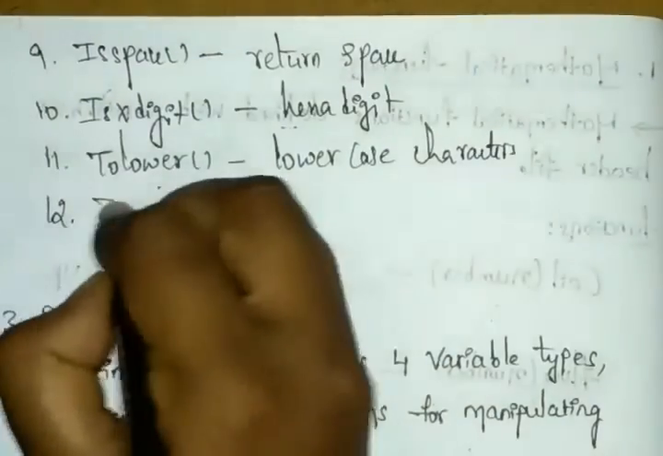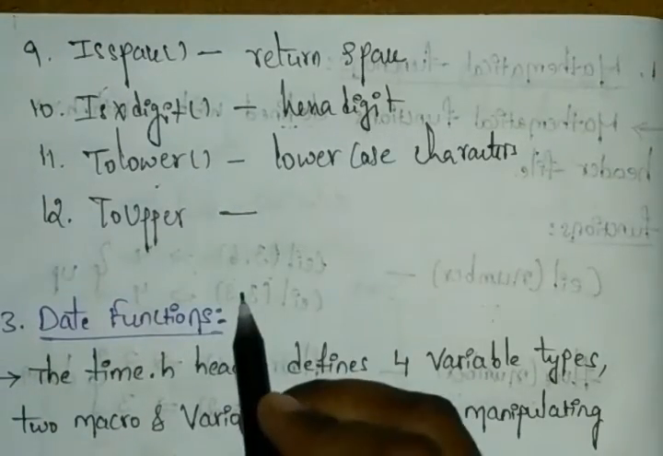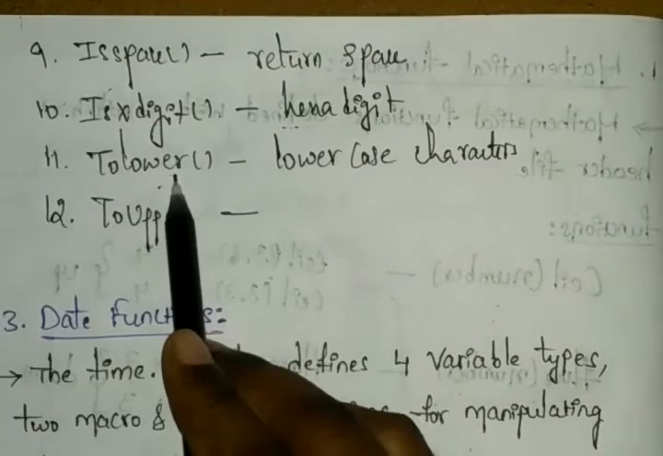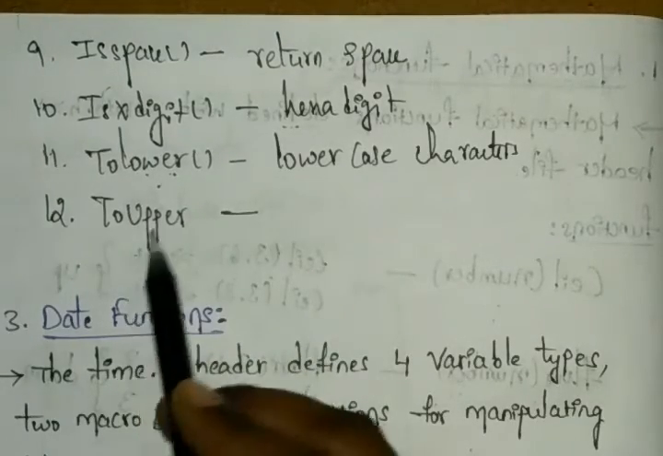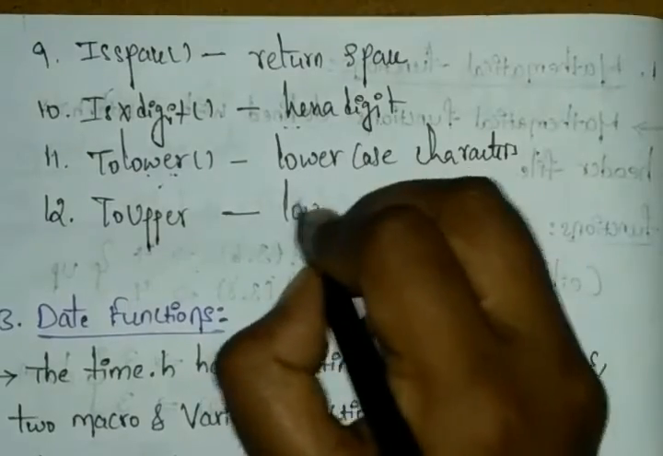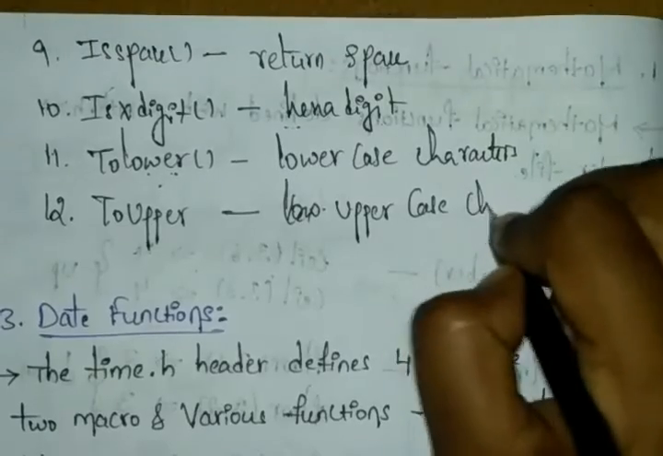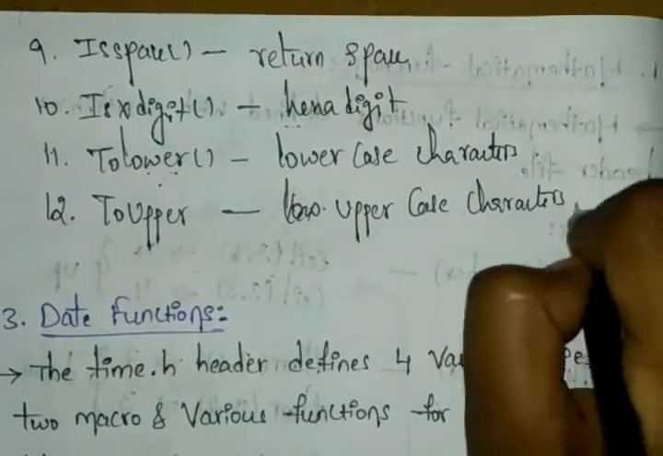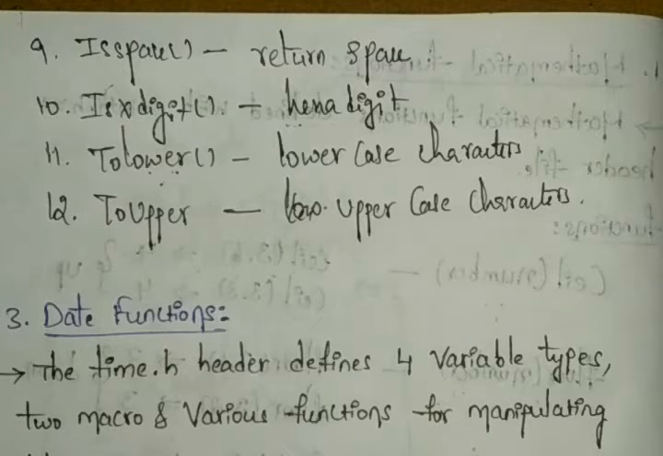And next you will have toUpper. If you have lowercase characters, those are converted into uppercase. Here, if you have uppercase, those will be converted into lower. If you have lowercase, those will be converted into uppercase. In this, is upper and is lower are for checking whether characters are lowercase or uppercase, and here we are converting.